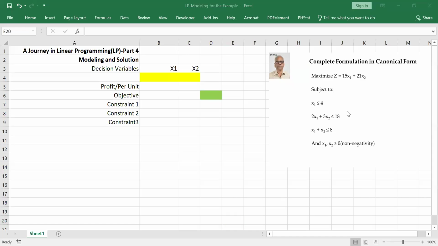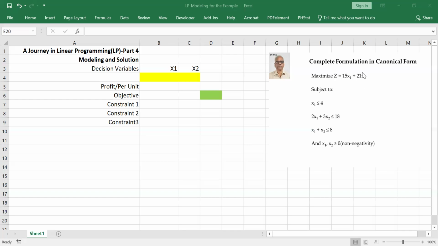Dear friends, in this video lesson, I'm going to discuss part 4 in the topic A Journey in Linear Programming, and part 4 deals with modeling and solution. I'm going to show you how it could be easily modeled in the spreadsheet environment, and then using the solver engine, how we obtain the solution? The very same example, for the sake of recapitulation, is shown here.